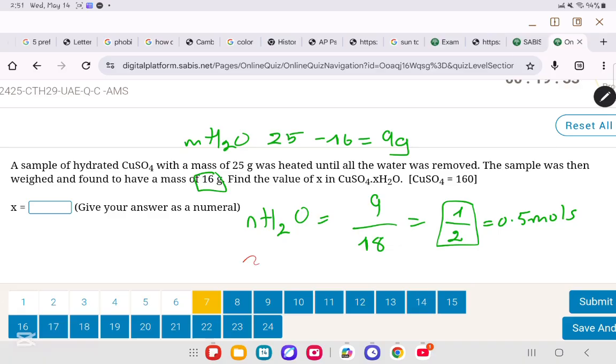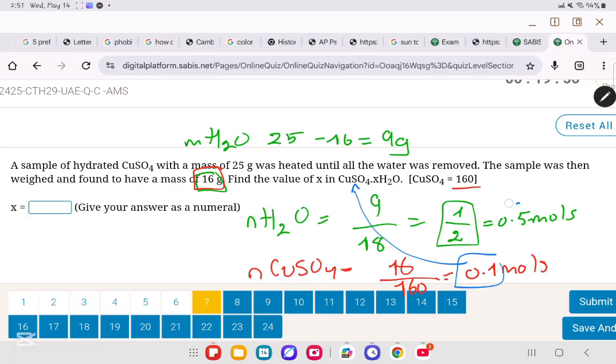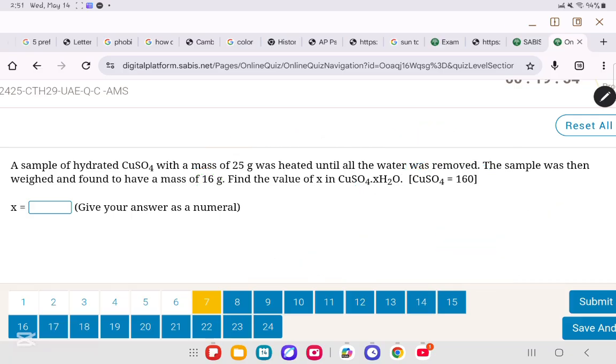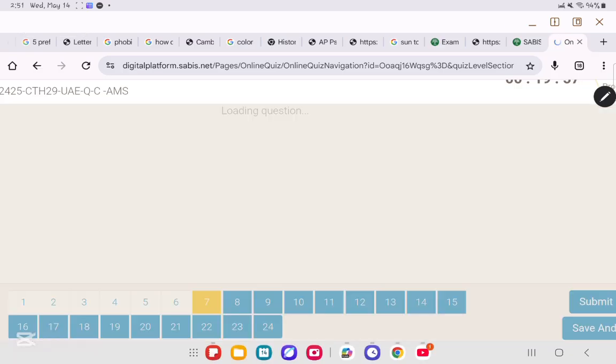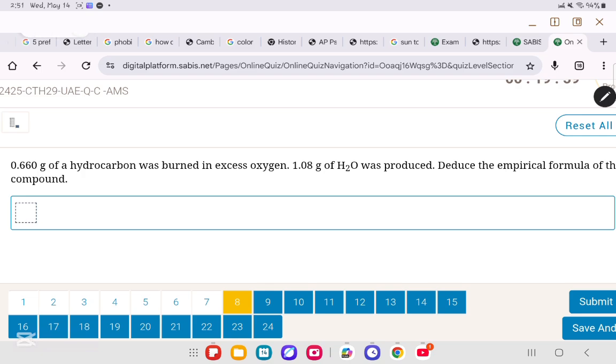Now, let us also find the number of moles of CuSO4. To find the number of moles of CuSO4, it is what? It is 16 grams, the remaining mass, over the molar mass, 160, which is then 0.1 moles. Now, pay attention. 0.1 became 1. How much will 0.5 become? It will very simply become 5. So, x is equal to 5. We move on to question number 8.